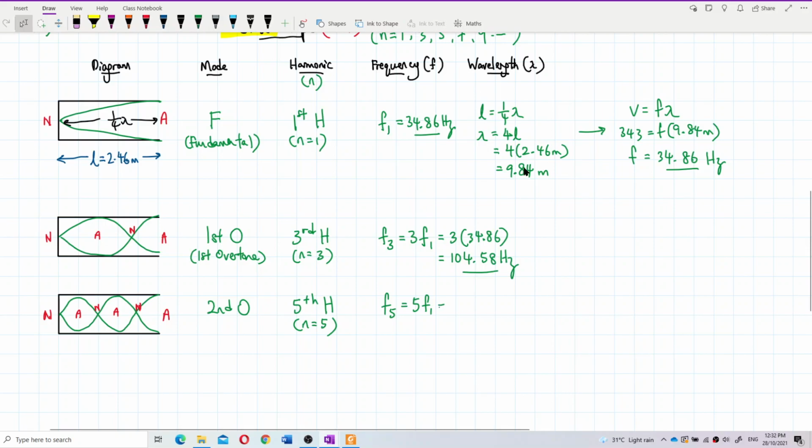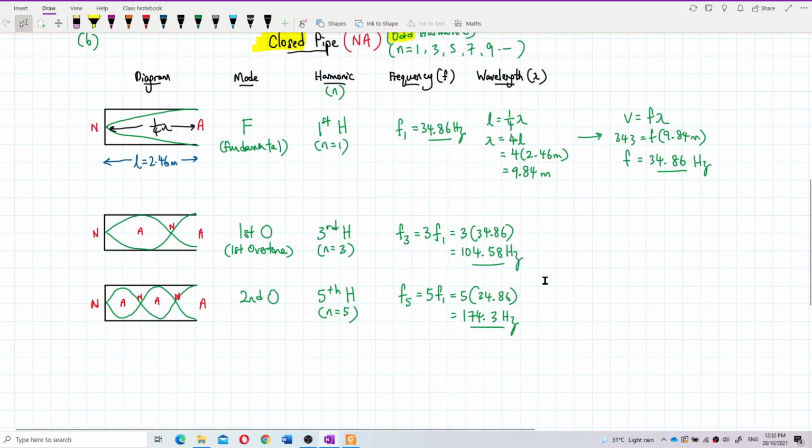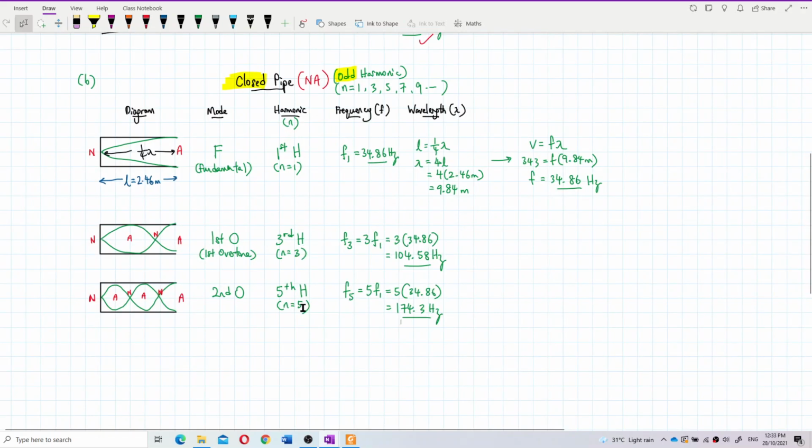And then the fifth harmonic frequency is 5 times the fundamental frequency. So in the end, what do we get? 5 times, so I get 174.3 hertz. That's the fifth harmonic frequency, 5 times the fundamental mode frequency. The second overtone frequency is 5 times the fundamental frequency. The first overtone frequency is 3 times the fundamental frequency. Okay, because it's odd harmonic: 1, 3, 5 harmonic.